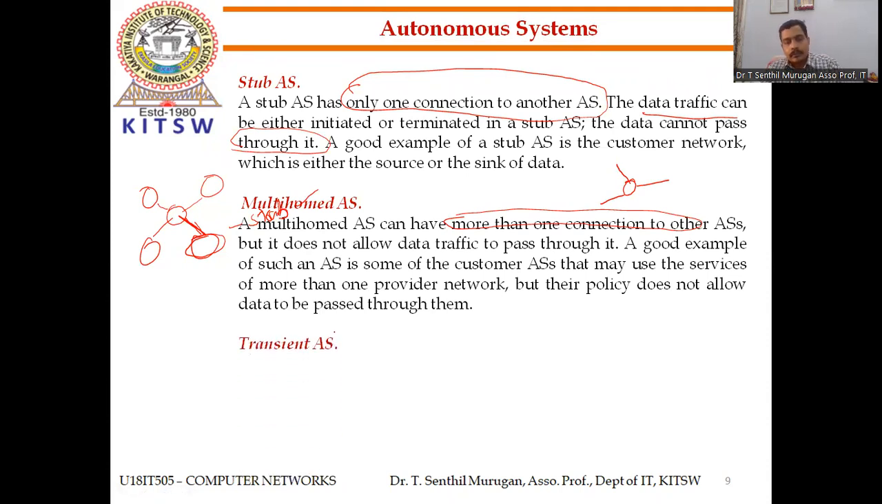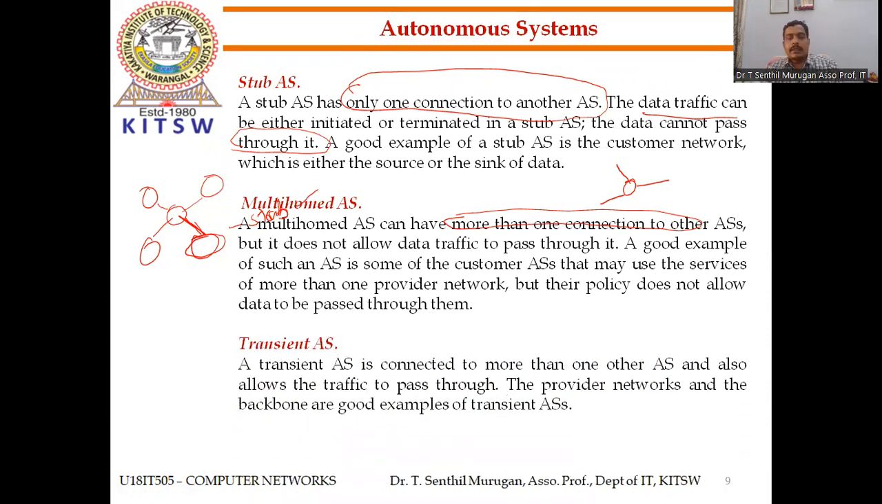Finally, the transit autonomous system. What is transit? It has more than one connection, and it also allows traffic. That means it acts as an intermediary for other nodes. There may be more than one connection, one, two, and this system will send data, and through this network it will pass the data this way. So this network is considered a transit autonomous system.